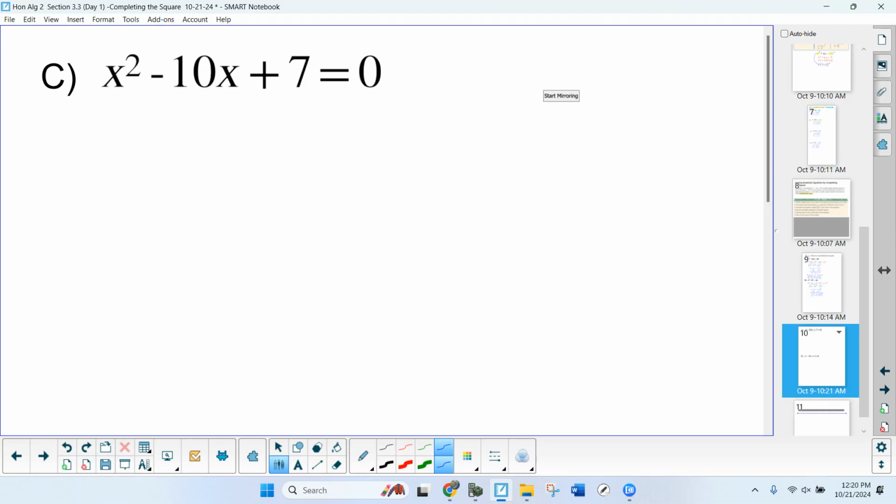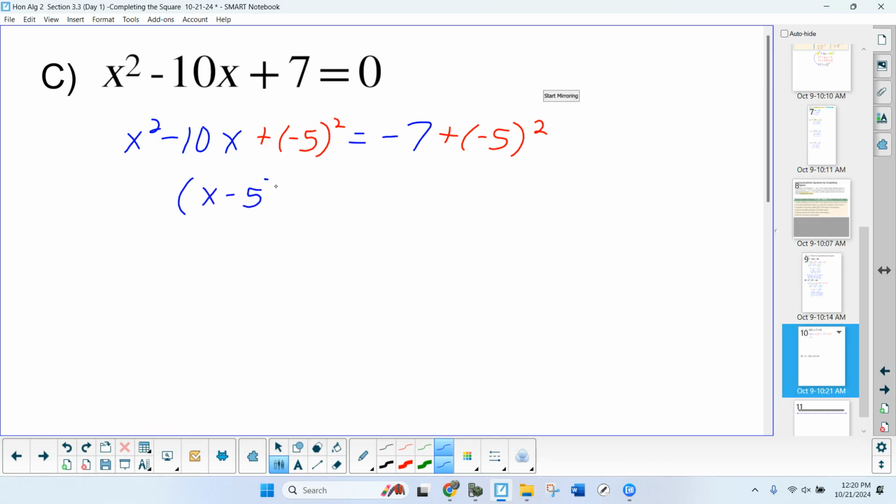All right, Addie. What did you do first, Addie? And when you subtracted 7, you got that. Is A 1? Yep, so now what are you going to do? Okay, what's half of negative 10? And you're going to add negative 5, whatever you add to one side, add to the other. What does this side factor into? X minus 5 squared. And over here, what do you get? 18. What do you do next?